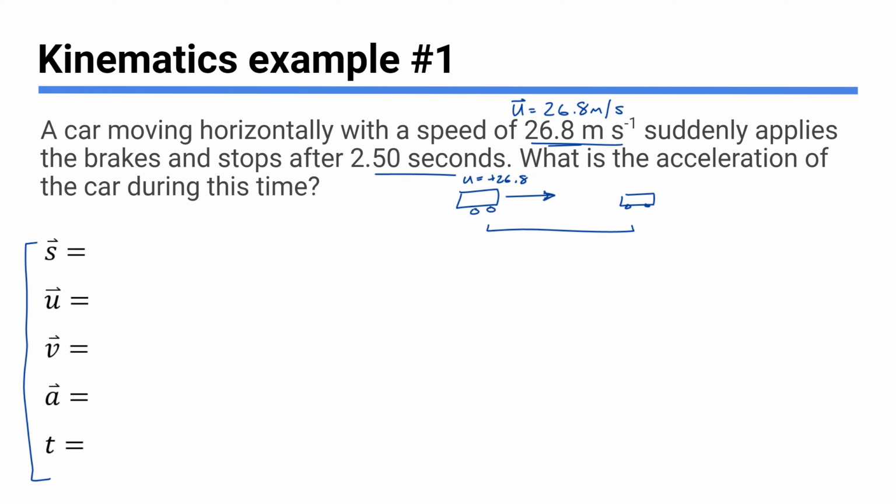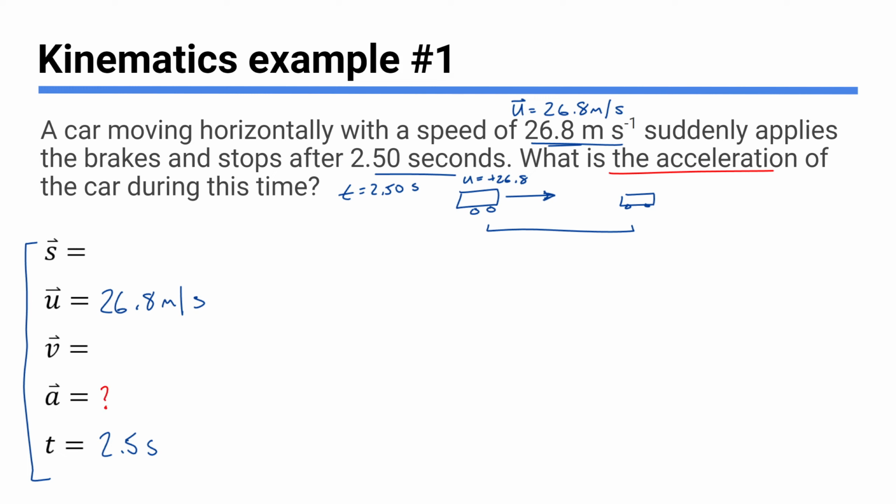All right, I've got this 2.5 seconds. That's definitely time, right? And I'm going to start filling these into my table. So I have initial velocity is 26.8 meters per second. I have my time is 2.5 seconds. And they ask me, what is the acceleration of the car? So I'm solving for a.